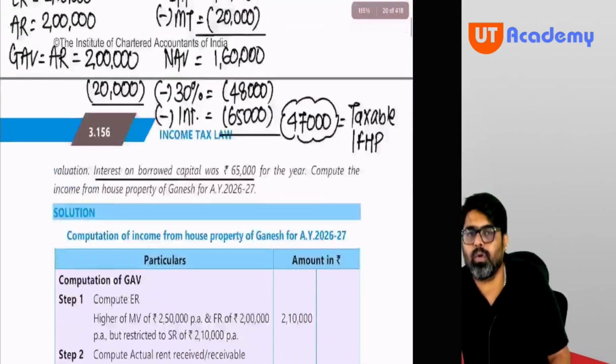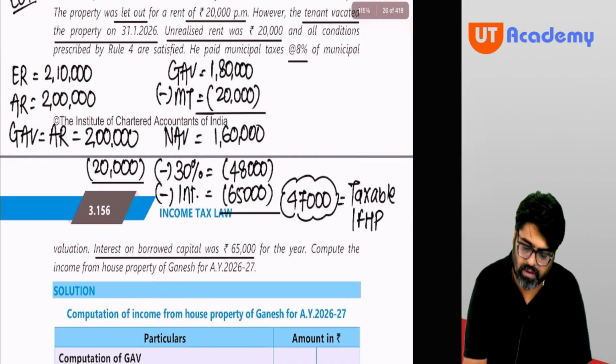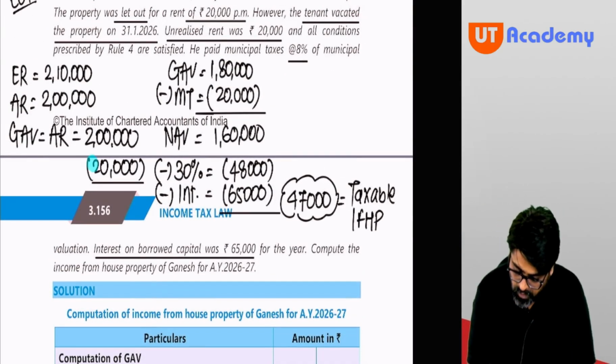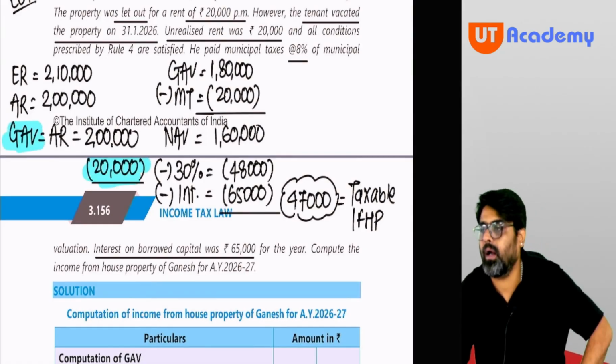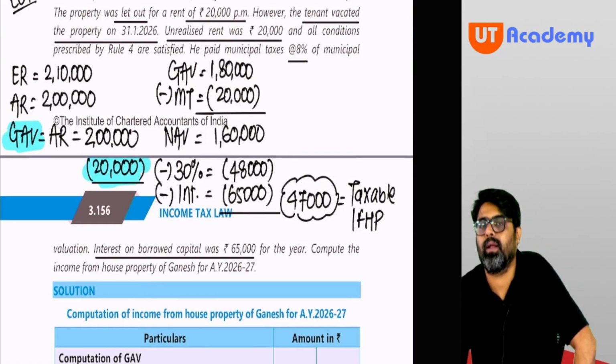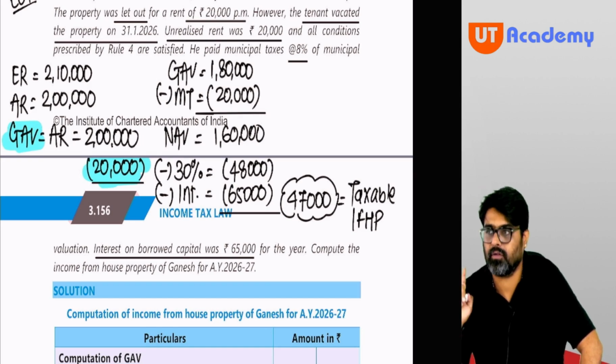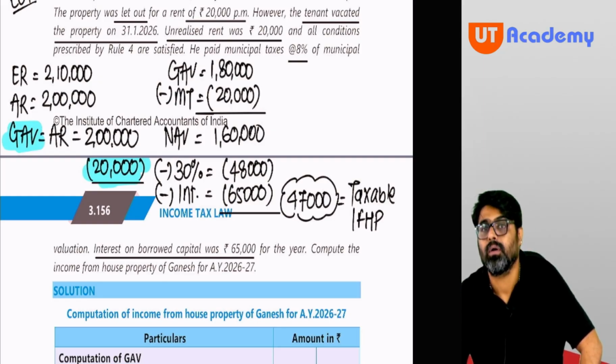The note is about the fact that where we have reduced our unrealized rent from GAV, we are reducing the unrealized rent as per the treatment given in income tax returns. Alternatively, it could have been reduced out of actual rent also. Yes or no?